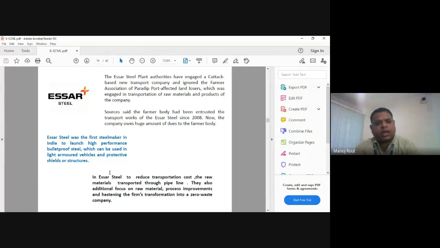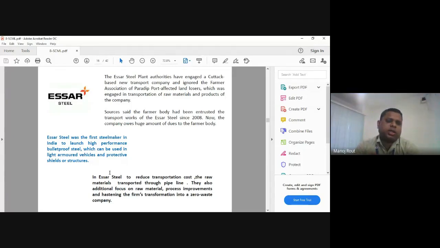If you go to the last point, in Essar Steel, to reduce the transportation cost, the raw material is transported through a pipeline. Just imagine, it is the only plant in India that shifts its raw material through a pipeline. That pipeline carries a semi-fluid of raw materials. That means the iron ore and water are mixed and pumped from Bodbil to the Essar Steel plant. After receiving the raw material, they filter the water and use it for the utility needs of the organization. They also focus on raw material process improvement, hastening the firm's transformation into a zero waste company. That is why it is the zero waste company in the case of Paradip.